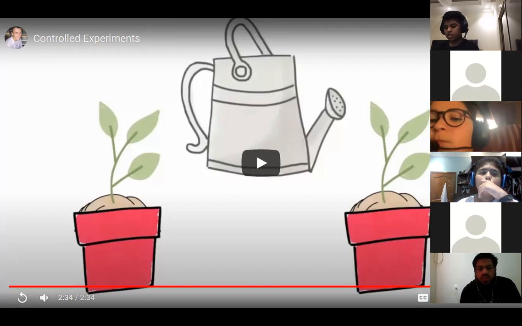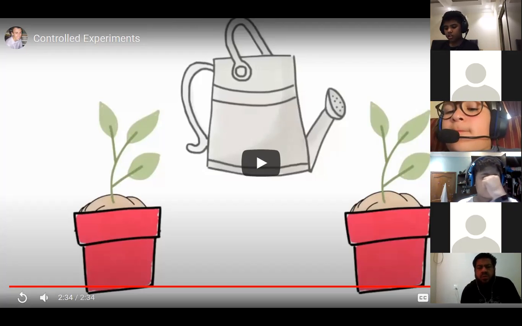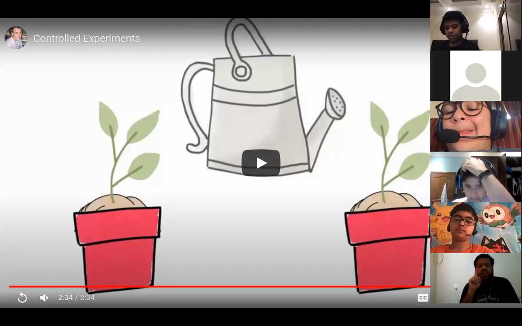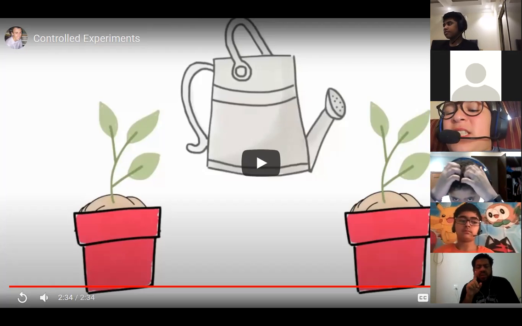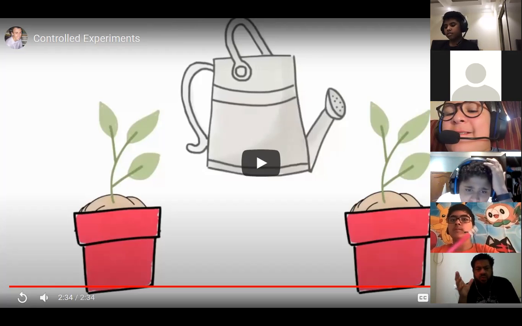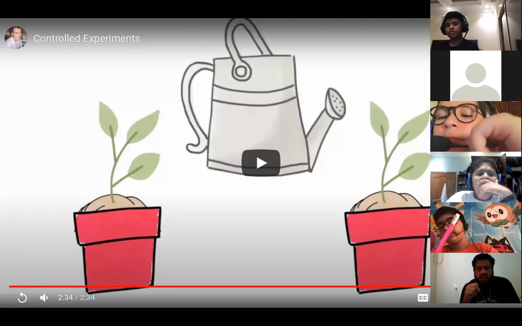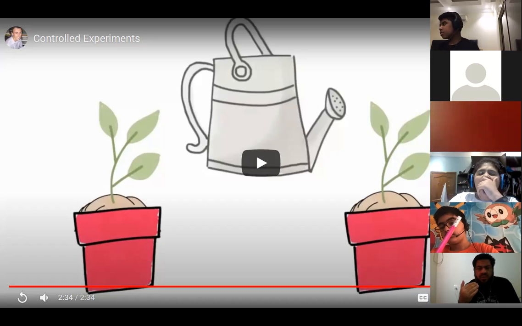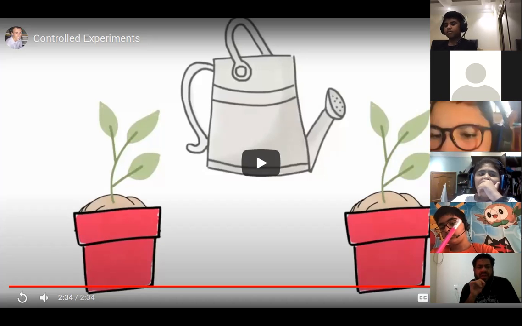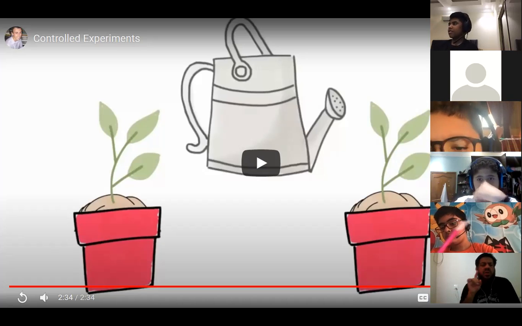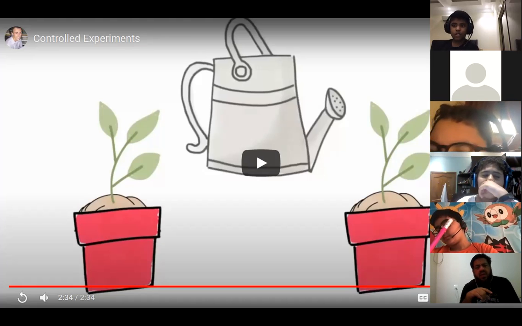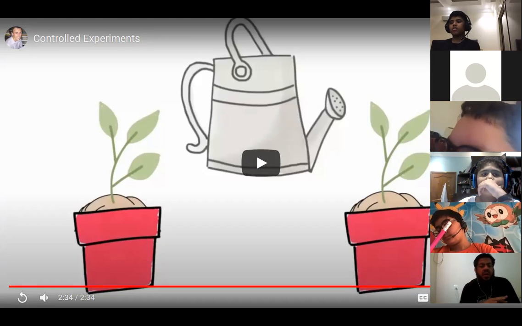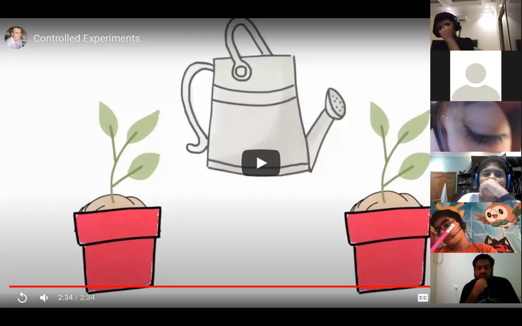All right, so this experiment has shown us that you can change one thing at a time. Only one variable should be changed, and the other variables should be kept constant so that we can have the right result. So we can know whether the effect of the water or the effect of the sunlight is happening or not, right?